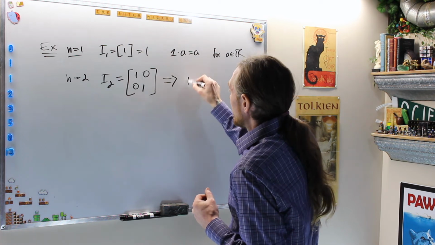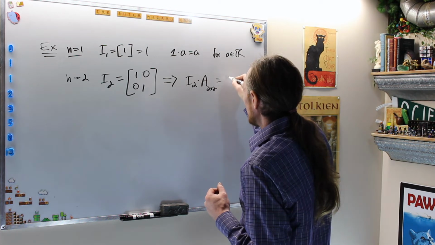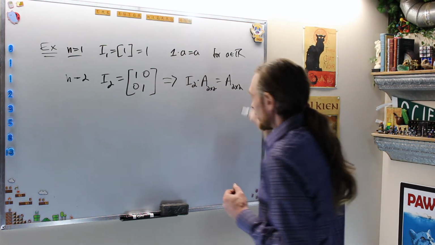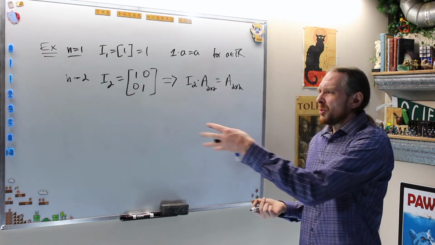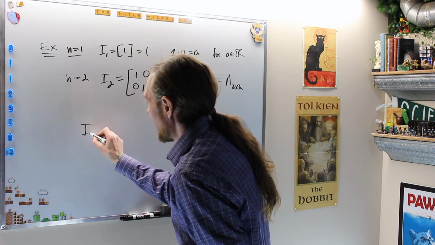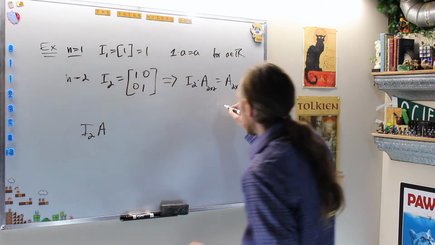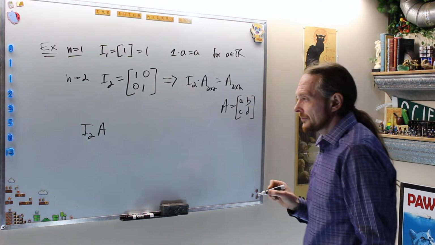So this says that I2 times any 2 by 2 matrix is going to be a 2 by 2 matrix. Let's just do that, and then we'll state the theorem in general. But for 2 by 2, can you see that? Why is that? I2 times A. Well, what does A equal? Let's call it A, B, C, D, like we always did.